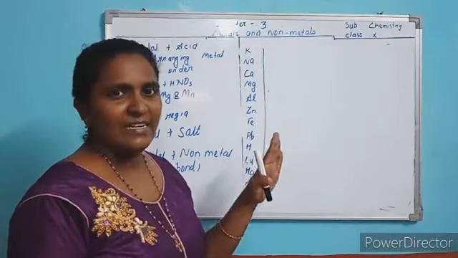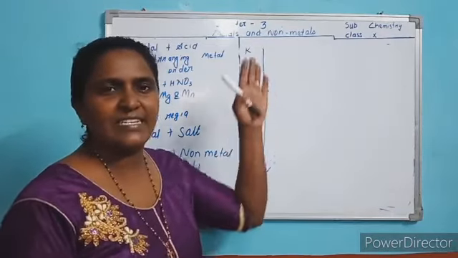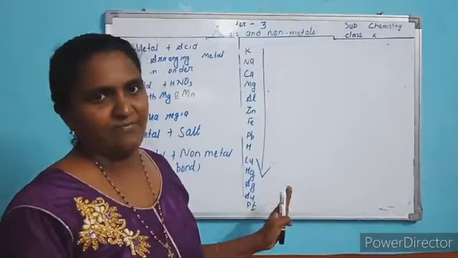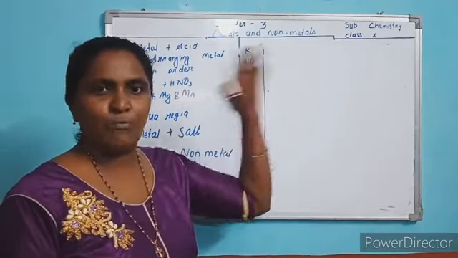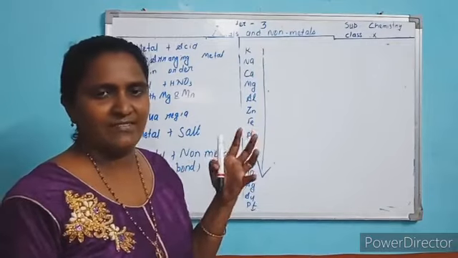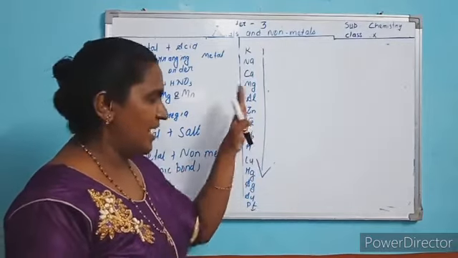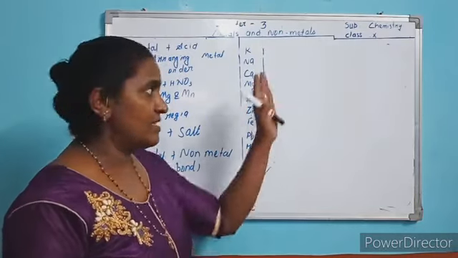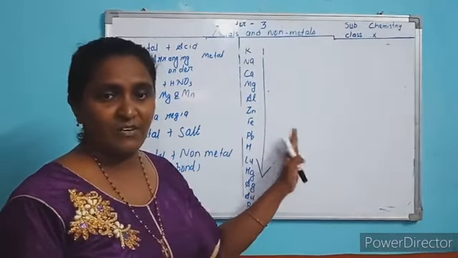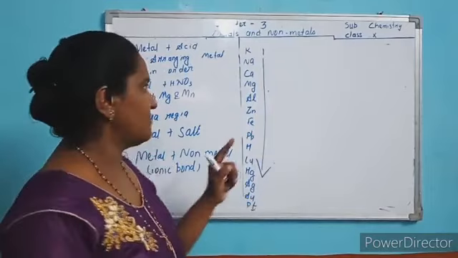This is the reactivity series of metals in decreasing order. Top in the metals, potassium and sodium are the most reactive, their reaction is very vigorous. And as we move down, reactivity will decrease. This series you learn. Okay, it will be helpful for this chapter and the next chapter also.